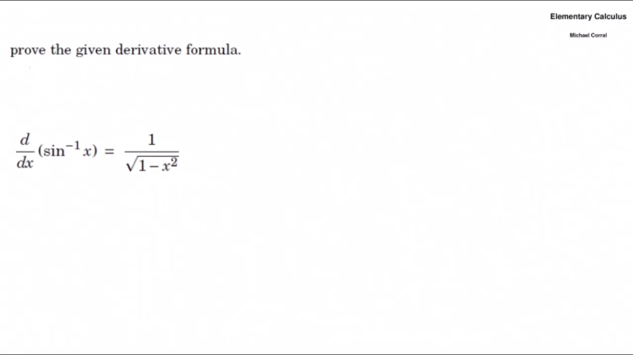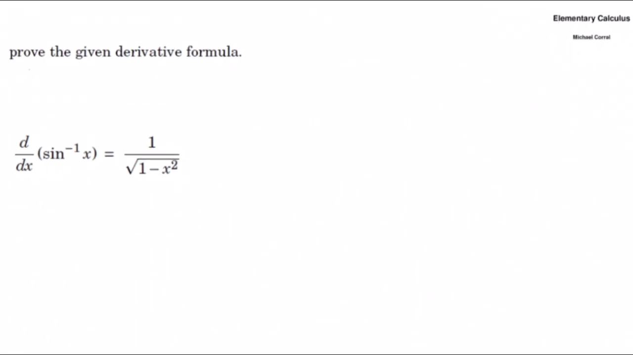In this video we're gonna solve some calculus problems which are about inverse functions, so let's start. The first question: prove the given derivative formula. The formula is the derivative of the inverse function of sine x with respect to x equals 1 over square root of 1 minus x squared.